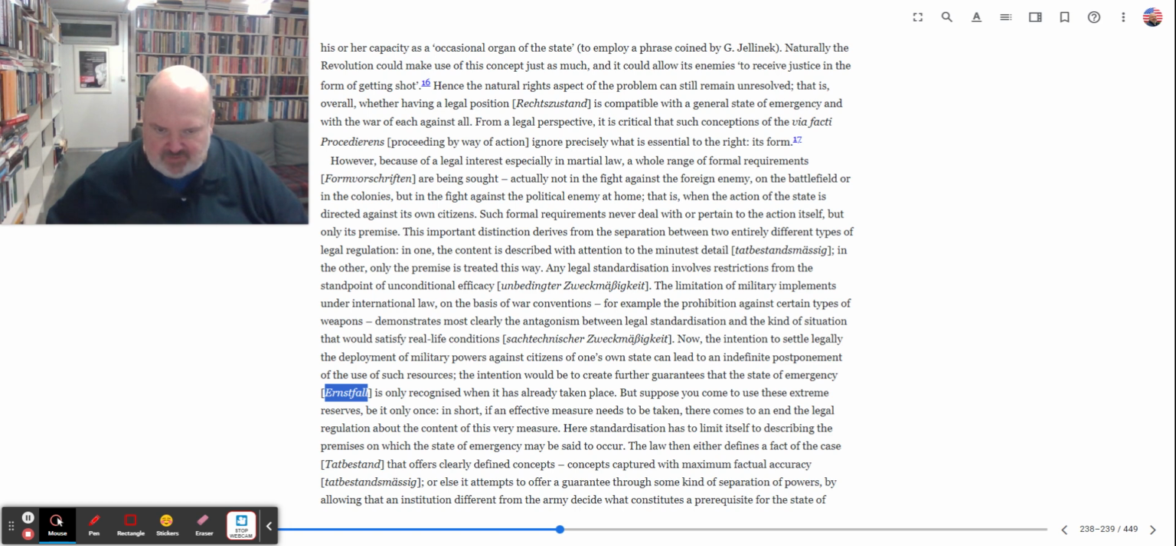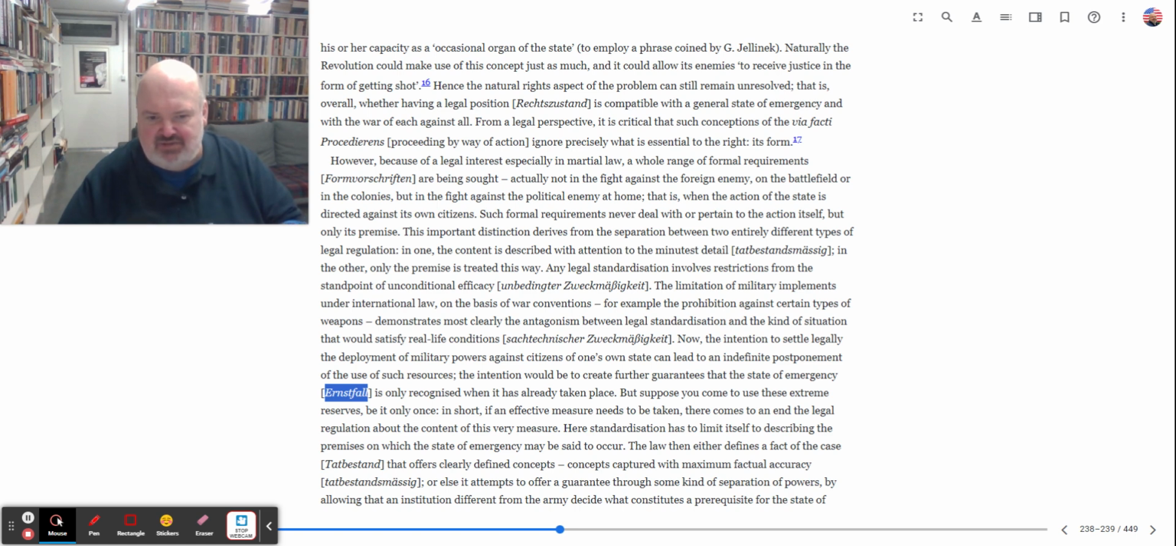The intention would be to create further guarantees that the state of emergency is only recognized when it is taking place, right? If you strain it, you can't do this and this until you can do it, postponing it to an indefinite postponement of the use of such resources, right? But suppose you come to use these extreme reserves, be it only once. In short, if an effective measure needs to be taken, there comes to an end the legal regulation about the context of this very measure. In other words, you must do it. You must exercise it, and that's the end of this measure.